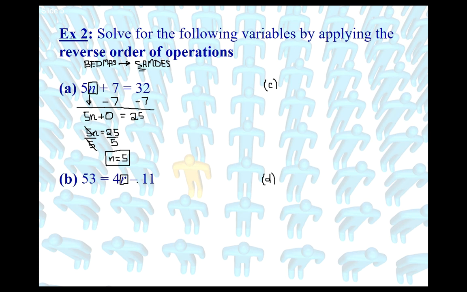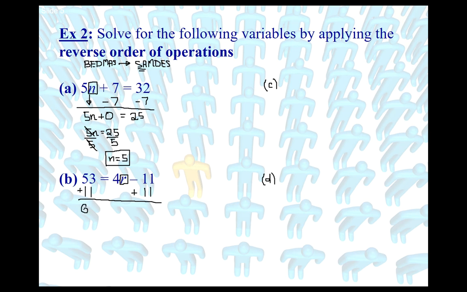So which one do we deal with first, the multiplication or the subtraction? Look at the reverse order of operations. We're going to deal with the subtraction and addition always first. So we've got to get rid of this negative 11. What's the opposite operation of minus? Plus. So we're going to add 11 to both sides of the equation.